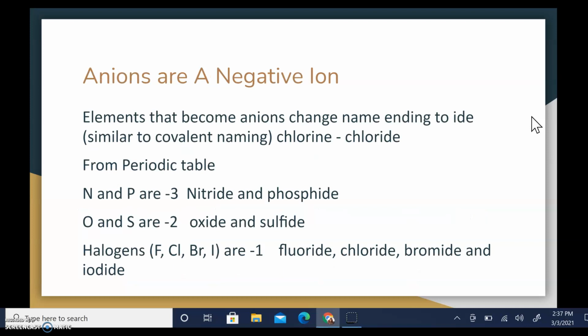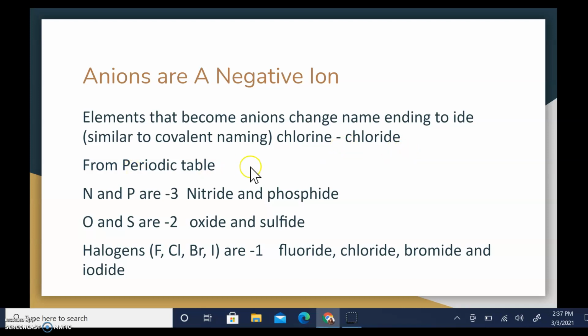What about the anions? A way to remember that is A for A, and for negative: anions are negative ions, so anions are negative. And elements that become anions change their name ending to -ide. Remember, we've just named covalent compounds, and they also named the second element with -ide, so this is still the same. So instead of chlorine, when it becomes a negative ion, an anion, we call it chloride.